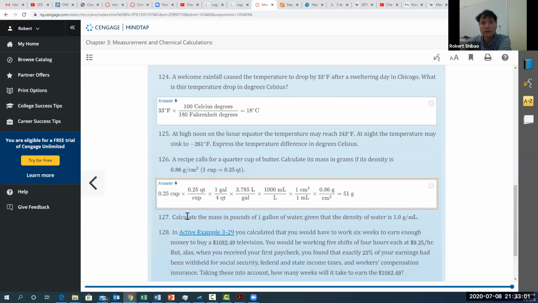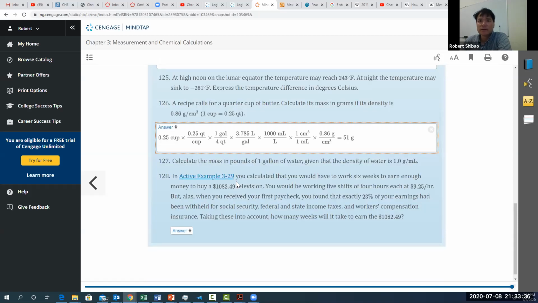And so we could see what they did. So they have a quarter cup, and we could use four cups in a quart, and then four quarts in a gallon, and then 3.785 liters per gallon, milliliters. And then what is this coming from? Oh, a milliliter is the same thing as a cubic centimeter. And then they have our density here, 0.86 grams of butter per cubic centimeter. So this is a little less dense than water. Butter should float on water. They get 51 grams.